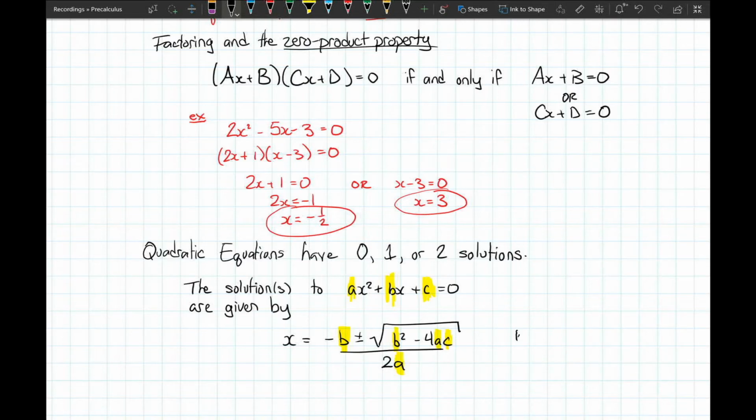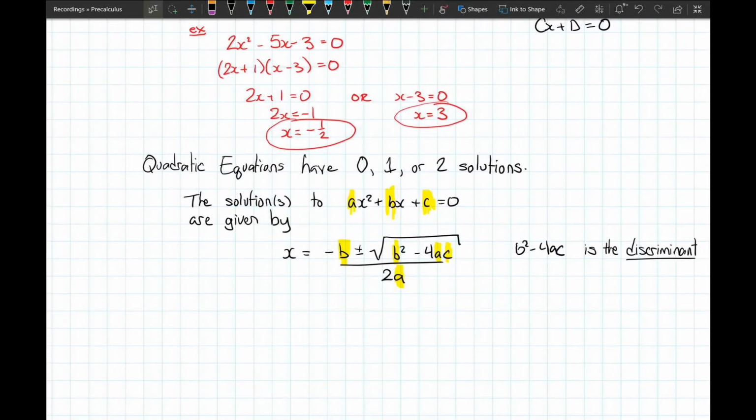b squared minus 4ac is called the discriminant. The discriminant will tell you whether you have 0, 1, or 2 solutions. You see, if b squared minus 4ac results in a value that is positive, then we can take the square root of it. And whatever value we get, we'll have negative b plus that value divided by 2a, and we'll have negative b minus that value divided by 2a. And that's what gives us 2 solutions.